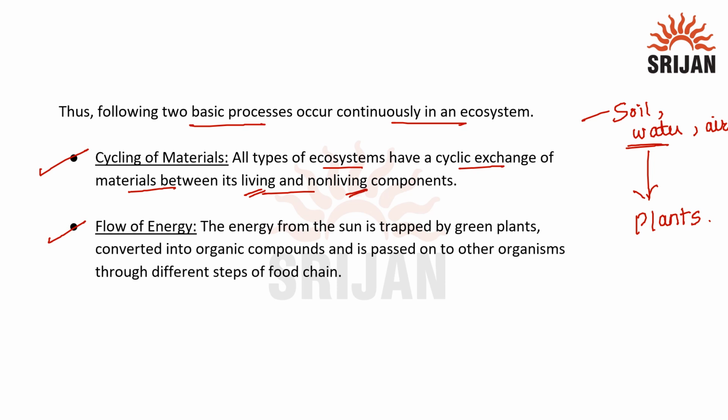The next one is the flow of energy. We know that the main source of energy is the sun, and this energy of the sun is trapped by the green plant by the process of photosynthesis and converted into organic compounds like glucose, which is then passed on to the other organisms through the different steps of the food chain.